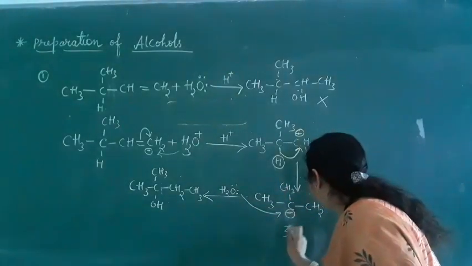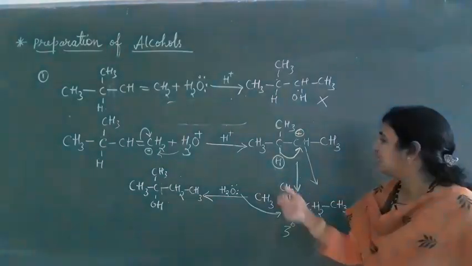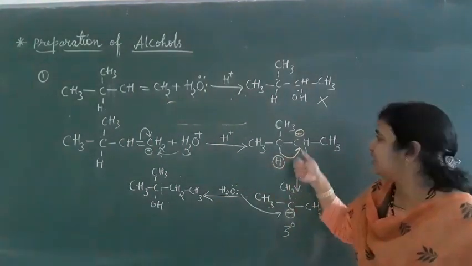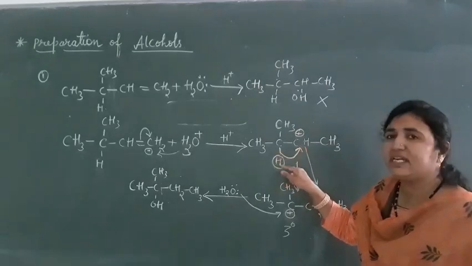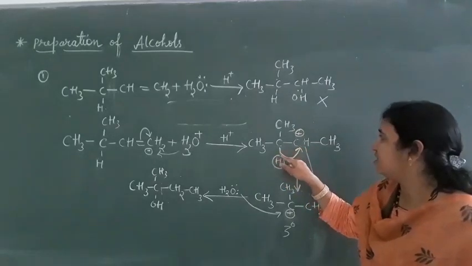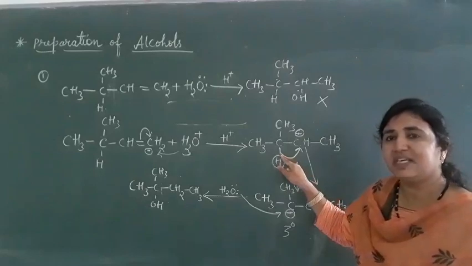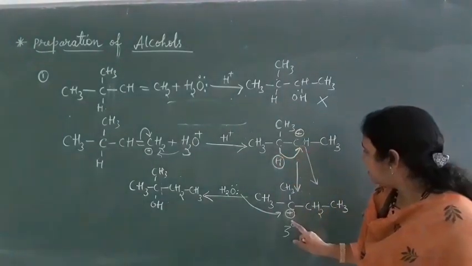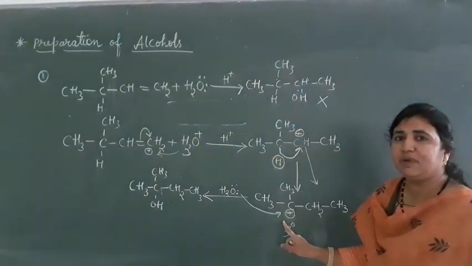This one converted into what, a tertiary carbocation. This is called a hydride shift reaction. What is this called? Hydride shift reaction. This H minus, hydrogen along with these two electrons, becomes H minus and it will attack this carbocation. Okay, and now we will get a tertiary carbocation here.